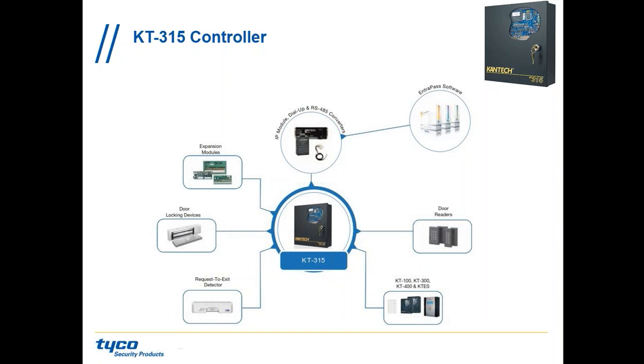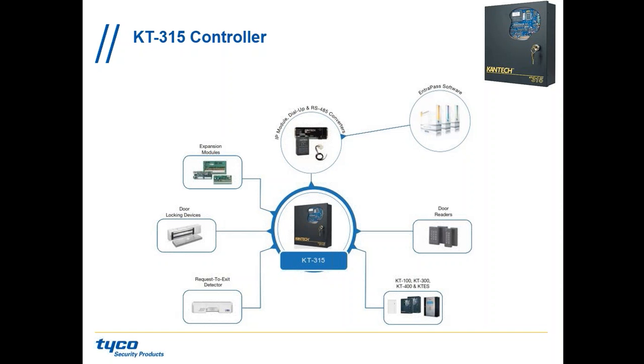For people who know Kantech, this is the equivalent of the KT300 controller. Same board, same everything, except that the KT300 has 8 inputs on board and the 315 has 4 inputs on board. That's the difference. Now, the KT315 is a 2-door controller. It can manage 2 independent doors, 1 door on the left, 1 door on the right. Whatever door you want, but 2 doors.